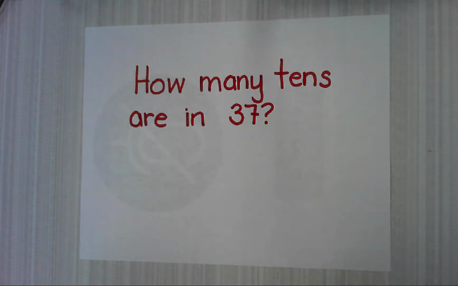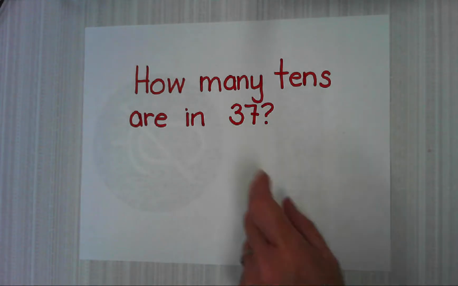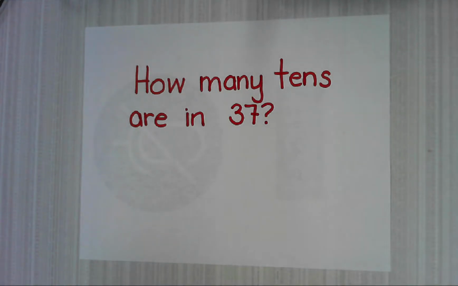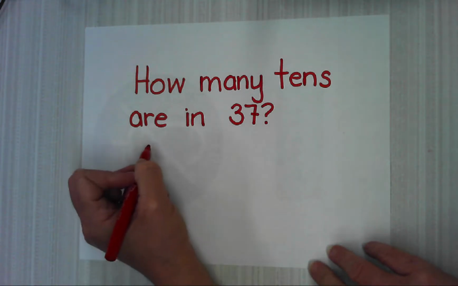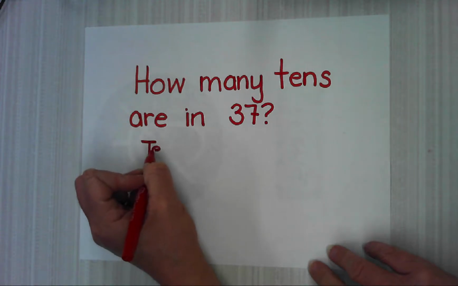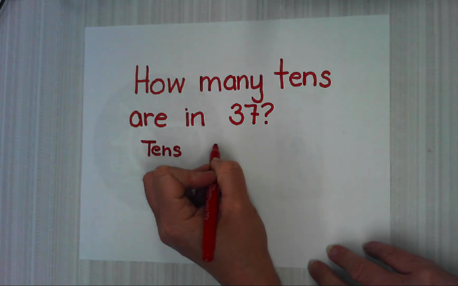Right, let's talk about how many tens are in 37. So when we talk about 37, 37 is made up of tens and ones, and we can show that by drawing a place value chart. Here we only have two places, tens, and we have ones.